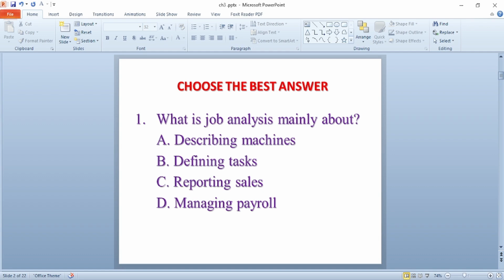mainly about? A. Describing machines. B. Defining tasks. C. Reporting sales. D. Managing payroll. The answer for this question is B. Defining tasks.